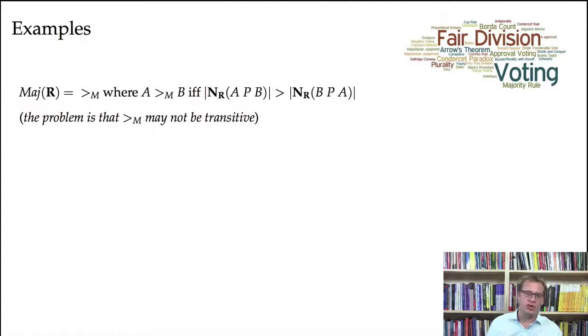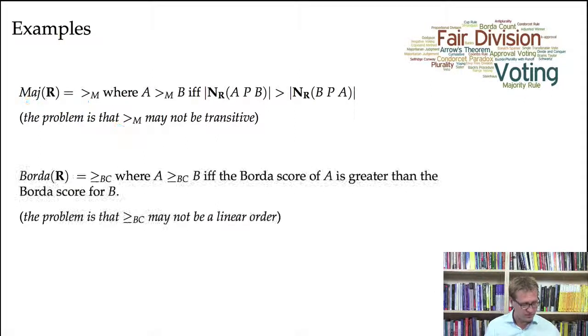So here are just two examples. The first is our majority relation. Given a profile, it associates with each profile the majority relation, where the majority relation is defined as A is ranked ahead of B if and only if more people rank A ahead of B than B ahead of A. The problem with this, of course, is that it doesn't fit our definition. It doesn't even fit our definition of being a social welfare function, because this ordering may not actually be transitive. This is the so-called Condorcet paradox.